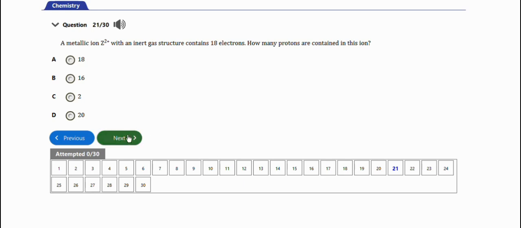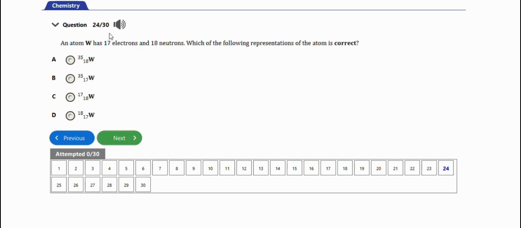Okay, so that's it for this question. Next question will be this one. It says, what is the mass number of an element having 20 neutrons and 15 protons? So mass number is number of protons plus neutrons, so this will give us 20 neutrons plus 15 protons, which will give us 35. Option B.